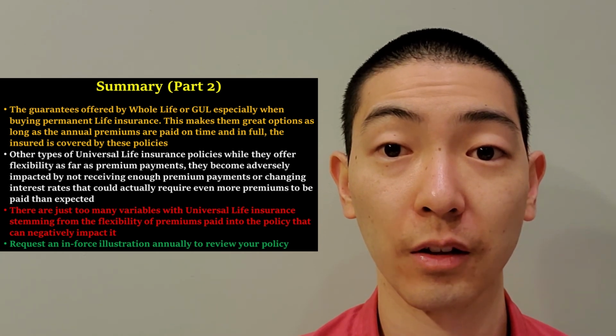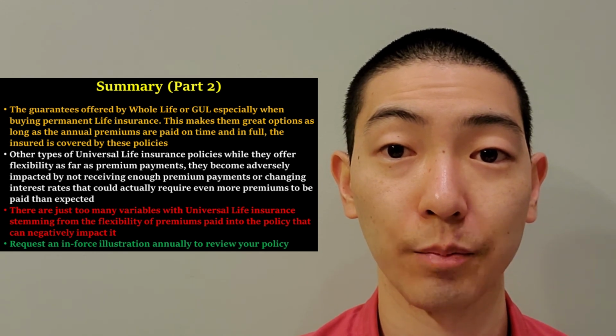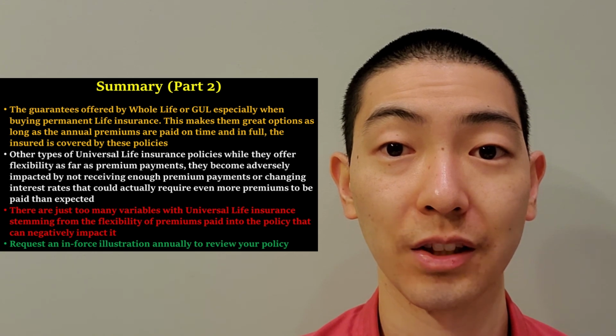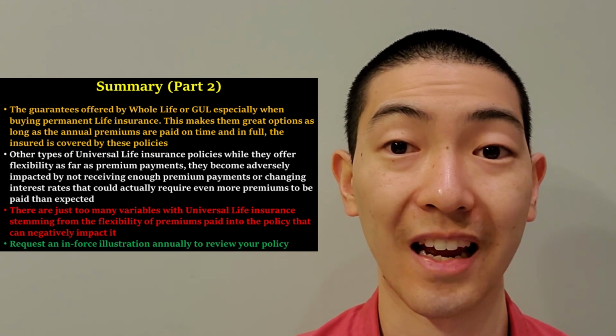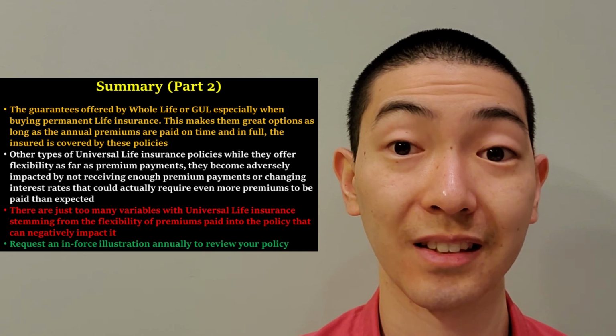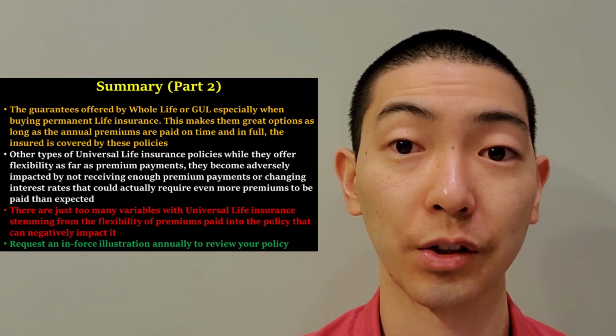There are just too many variables with universal life insurance, stemming from the flexibility of premiums paid into the policy and branching out to interest rates impacting the policy and needing to request an in-force illustration annually. Realistically, most people don't even request an in-force illustration more frequently than every 3 to 6 years, unless they have scheduled annual reviews with their financial advisor.